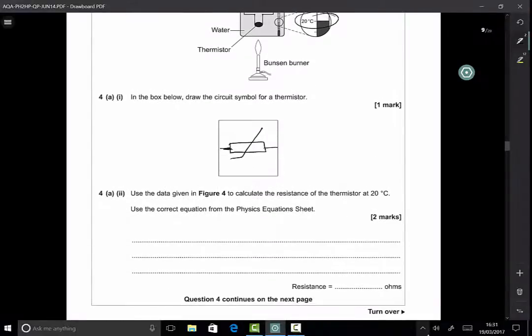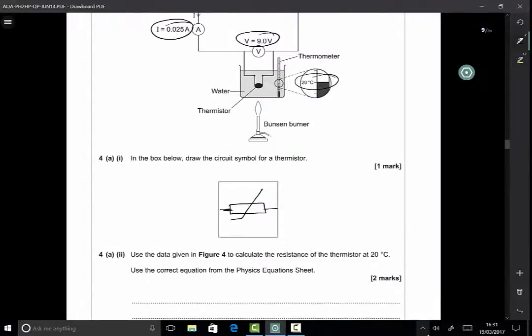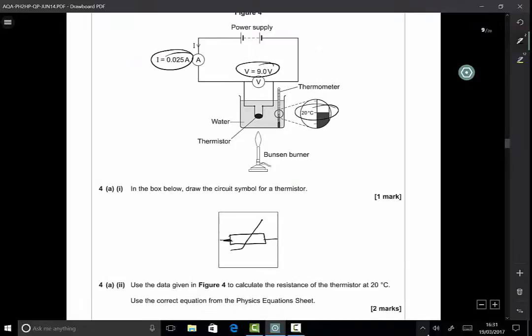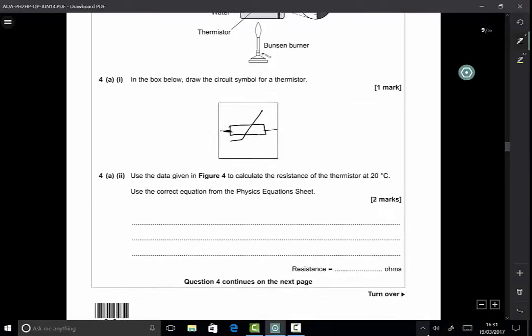Okay, use the data given to calculate the resistance of the thermistor at 20 degrees. Well, we know that these readings were taken at 20 degrees, so we can use the equation V equals IR, and we need to rearrange that one. So we want to get R on its own, so we divide: R equals V divided by I. V is the voltage, I is the current, obviously.